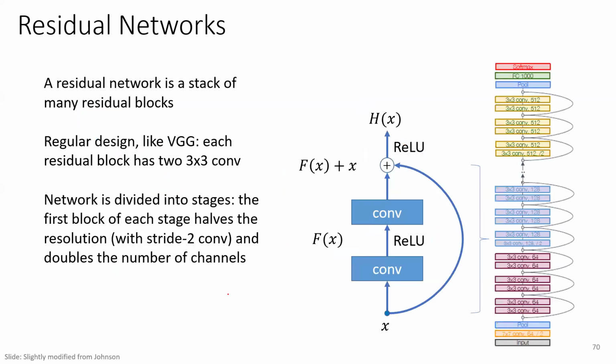That's a ResNet. So what they did was, a residual network is a stack of many residual blocks. Regular design like VGG, each residual block has 3 by 3 convolutions. The network is divided into stages. The first block of each stage halves the resolution with a stride 2 convolution and doubles the number of channels. And this thing was there in the VGG network also.